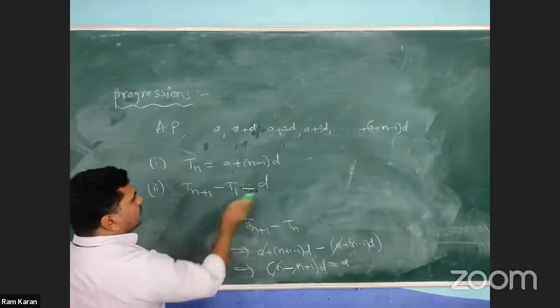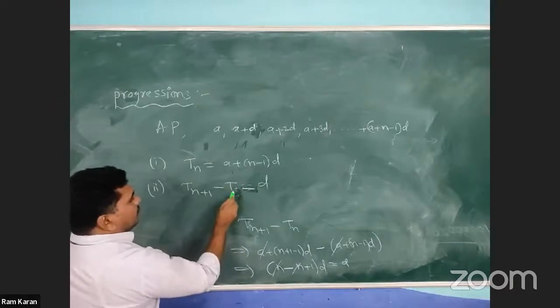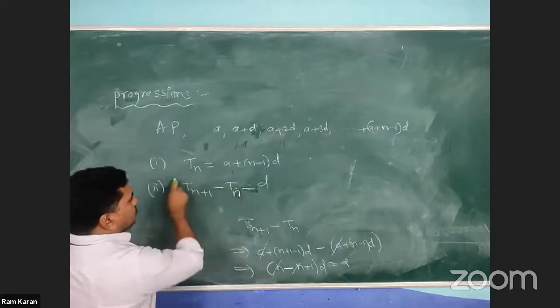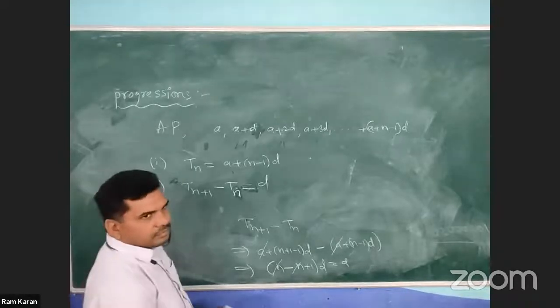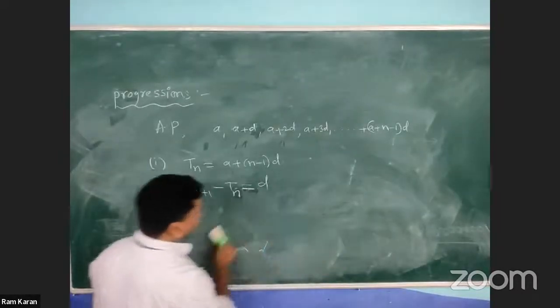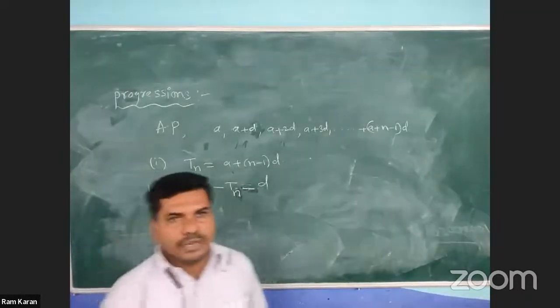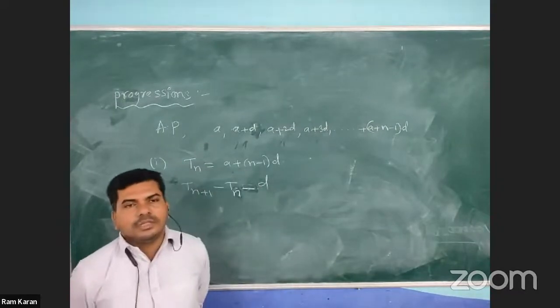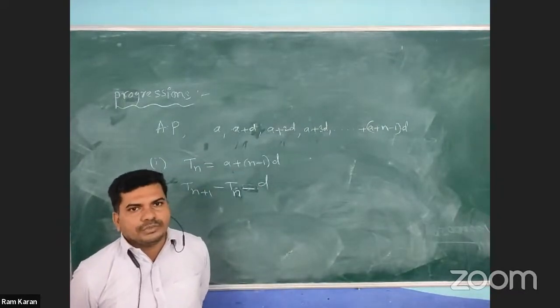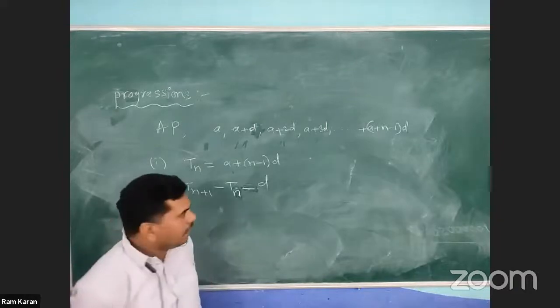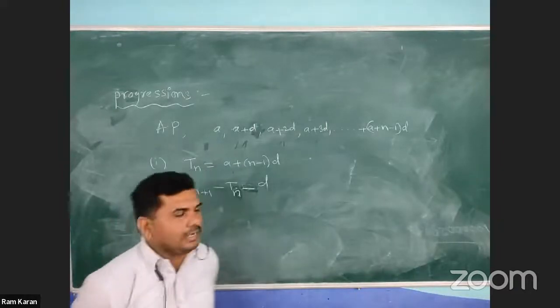Yes, sir. Nth term Tn, sorry. The consecutive terms: if we subtract the previous term from the next term, we get D. Generally you can prove it like this. This is the next observation in the arithmetic progression. Like that, we have many observations. In tomorrow's class, I'll discuss that.